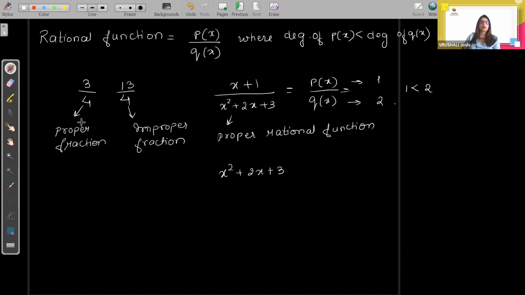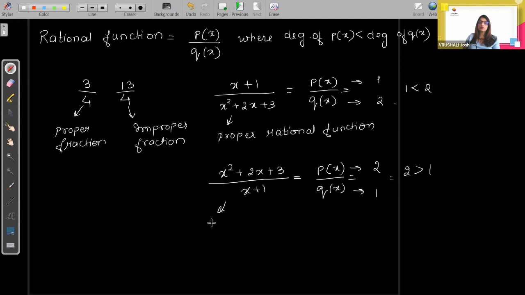Now the other type of example where I can take x square plus 2x plus 3, or okay, if you reverse it out, x plus 1. Now what is happening? You also have this in the form of p of x by q of x, but here the degree of p of x is 2 and the degree of q of x is equal to 1. That means 2 is greater than 1. So this becomes an improper rational function. Correct?